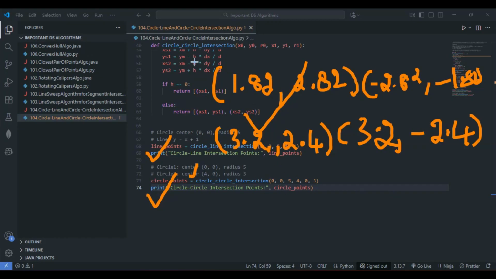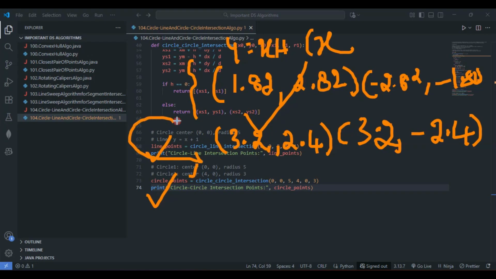So for the first one, for the line y equals x plus 1, whatever we have considered, this cuts the circle x square plus y square. For the circle-line example, the output that we need to get here is (1.82, 2.82) and (-2.82, -1.82). So why do we have to get that output?